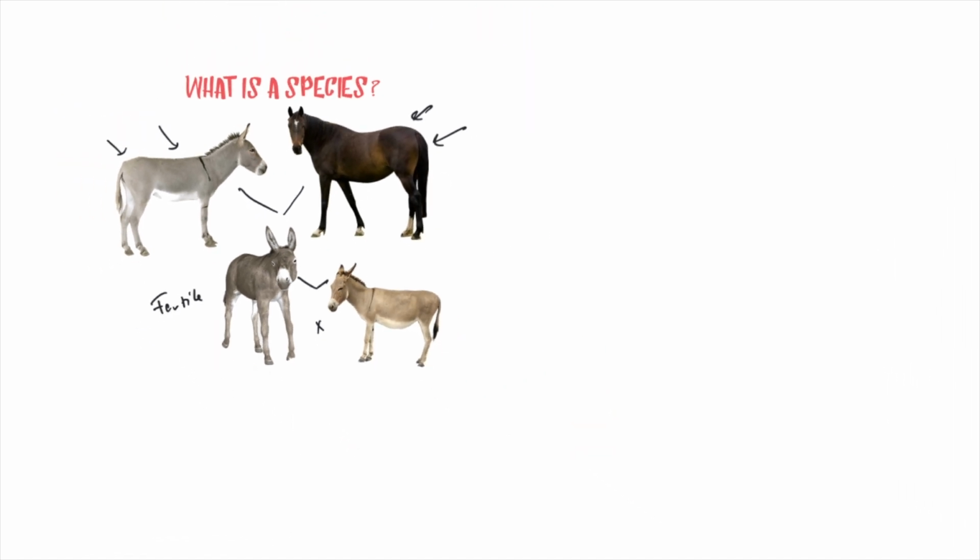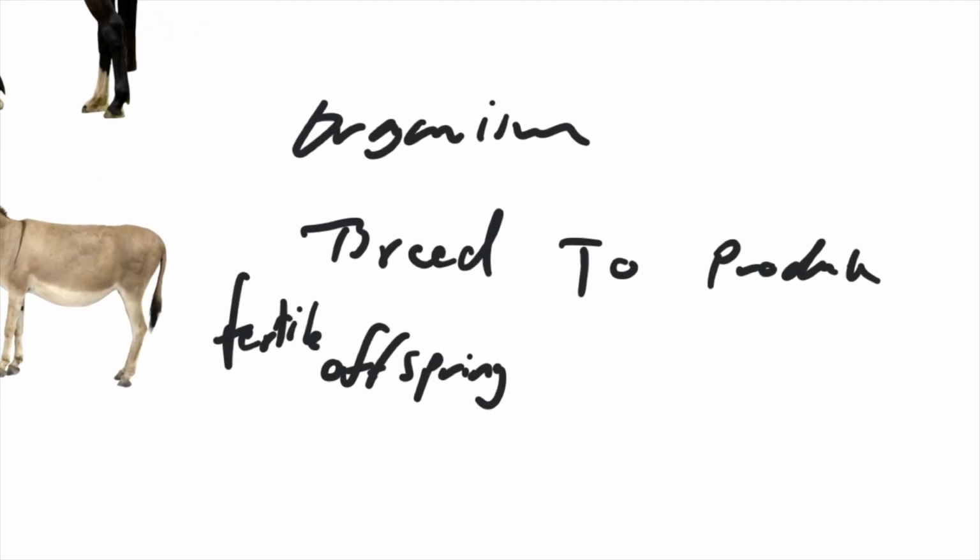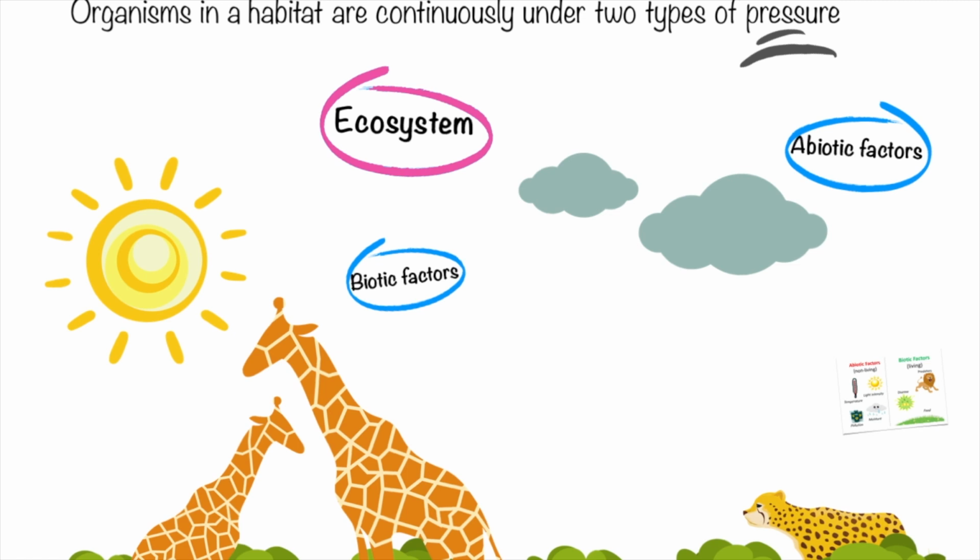What would you say? You say they're animals, or just organisms in general, that breed. Not only this, but the offspring have to be fertile. So they have to breed to produce fertile, that's a must, offspring. So organisms that breed to produce fertile offspring. We're still doing a revision of the important terms here.